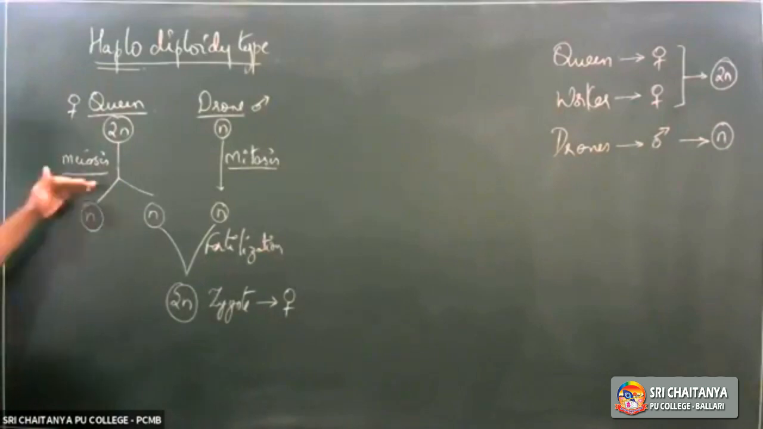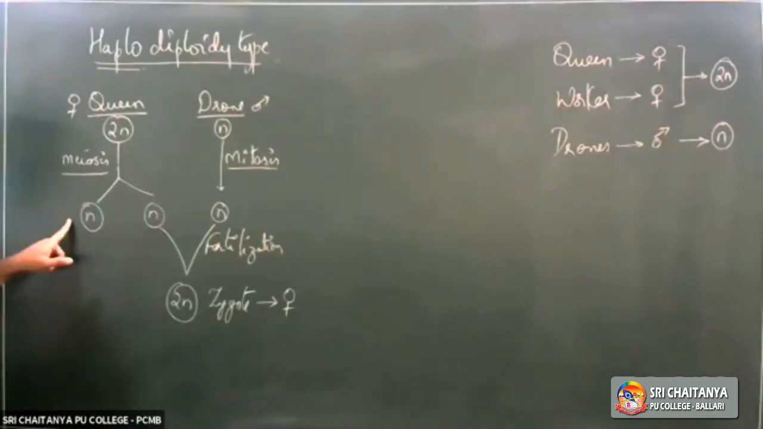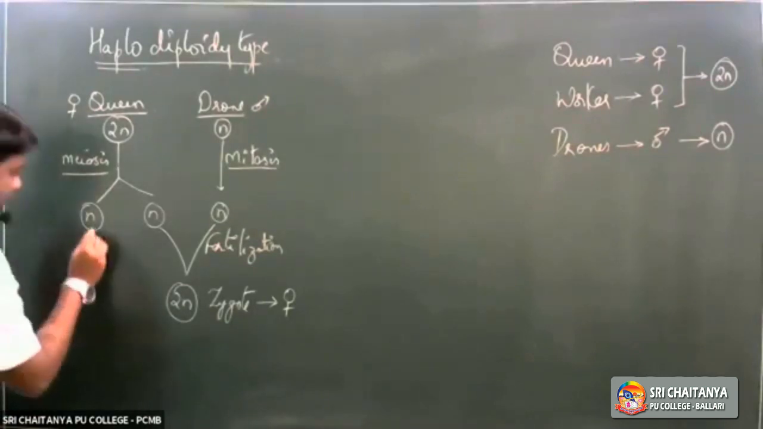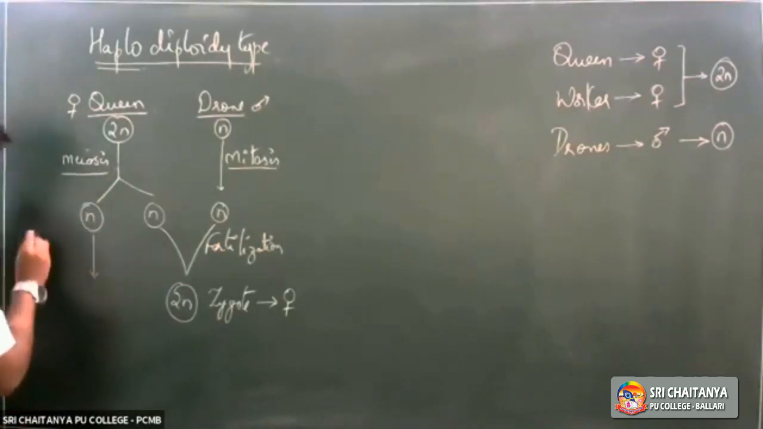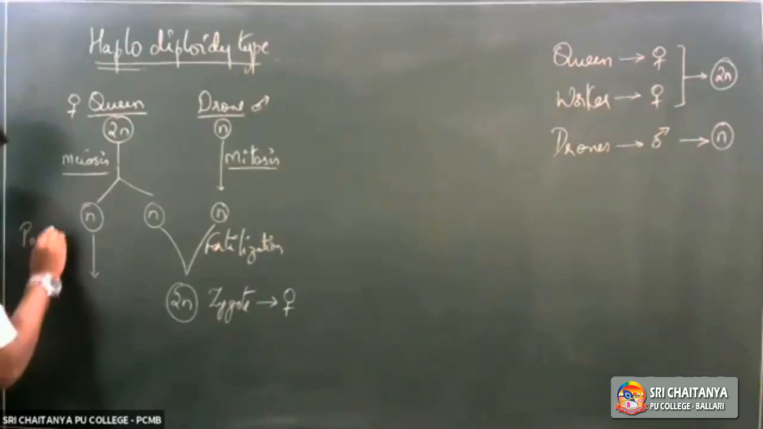Right. Now, how exactly is a male being formed here? This second gamete of the queen will now undergo a process called parthenogenesis.